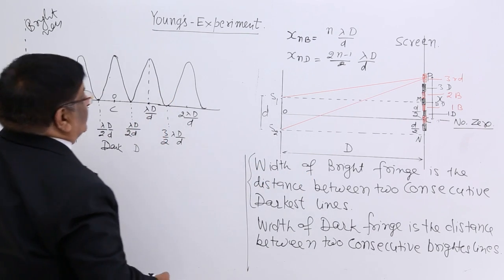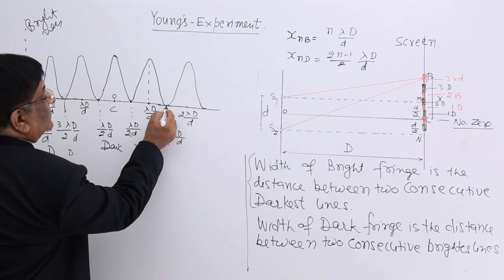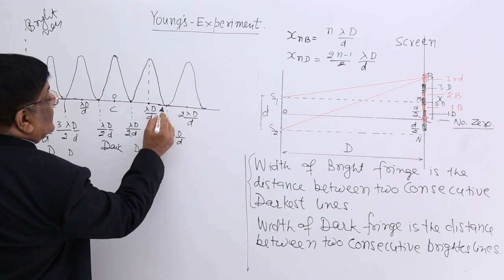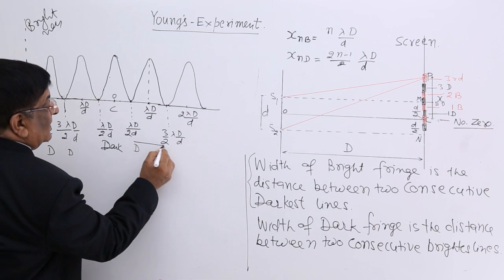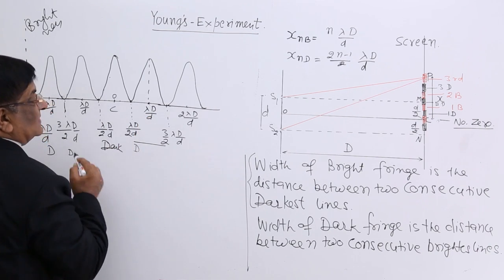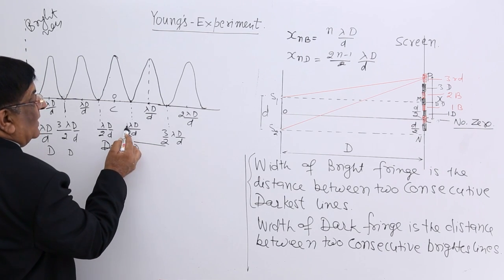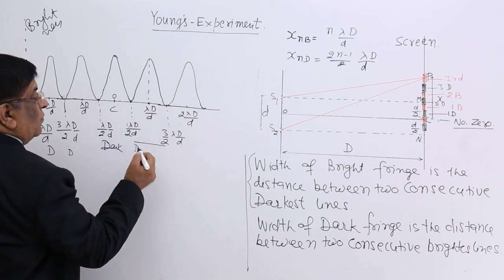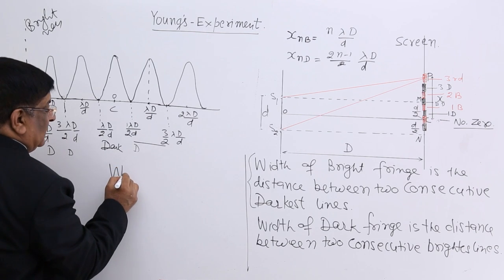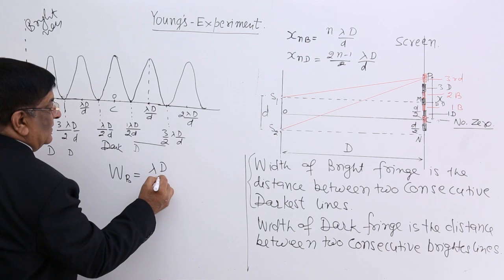Width of the bright fringe is from dark to the next dark. This is the width of the bright fringe. Here this distance minus this distance: 3 by 2 minus 1 by 2 is equal to 1. So width of the bright fringe we get as lambda D by d.